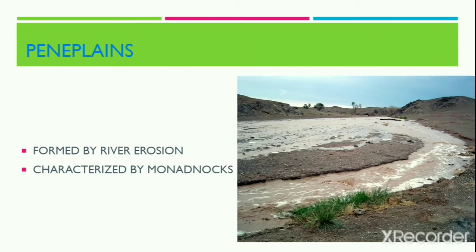Peneplains are most characteristically formed by river action at the end of the normal cycle of erosion. Peneplains are characterized by convex or concave residual hills, which we commonly term as monadnocks. These will project above the general surface of the plain. The peneplains are formed by the lateral erosion by the action of fluvial agents and weathering processes.